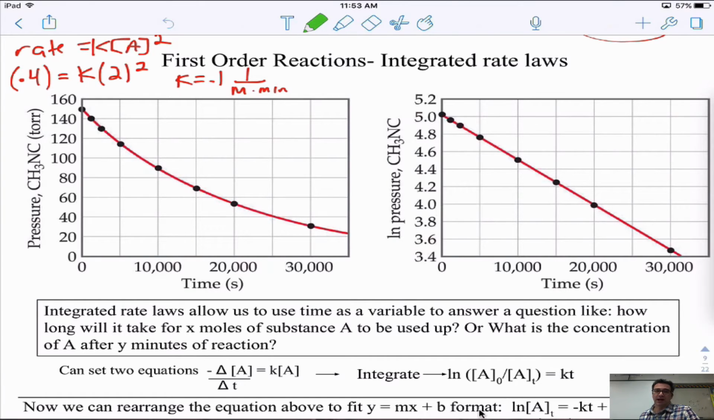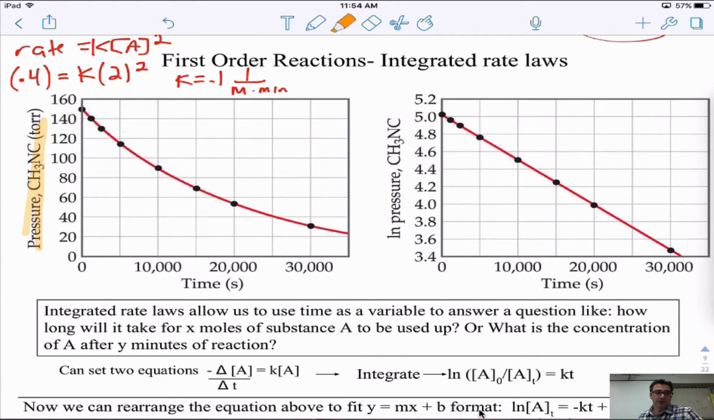If we look at the graphs here, it helps you understand what happens and how to integrate this. On the left, this graph shows the pressure, or concentration, of methyl nitrile and its disappearance over time. What you'll notice is that the graph is curved. It has a nonlinear relationship. The rate slows down over time.